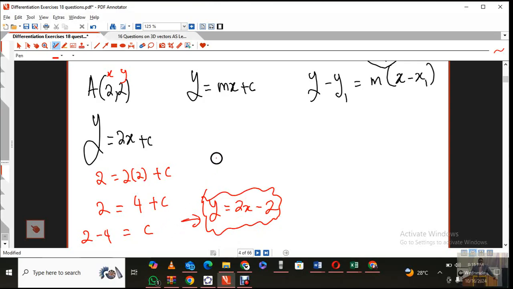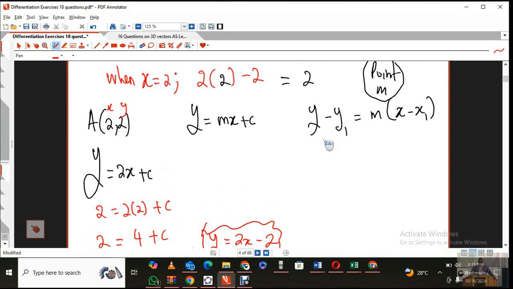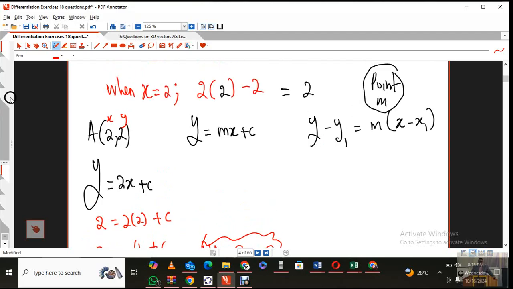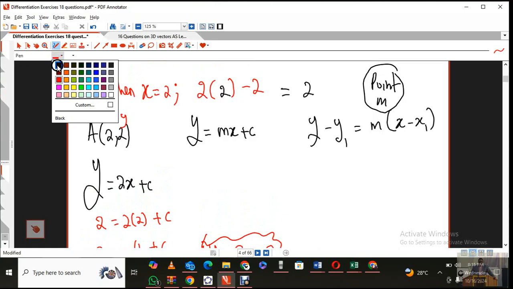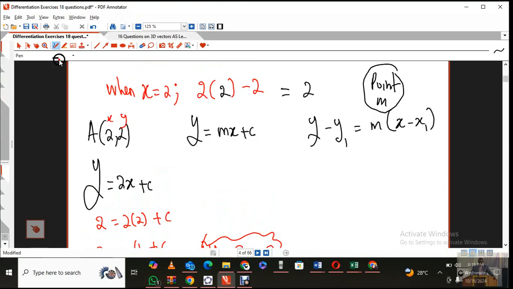However, if I have to rewrite it, you see that I've rewritten it using that. Suppose someone else was using this formula. So you have a point and you have the gradient, so you just substitute again. So we know the y value is nothing but 2, so I'll have y minus 2, and the gradient happens to be 2 as well. And the x value also happens to be 2.